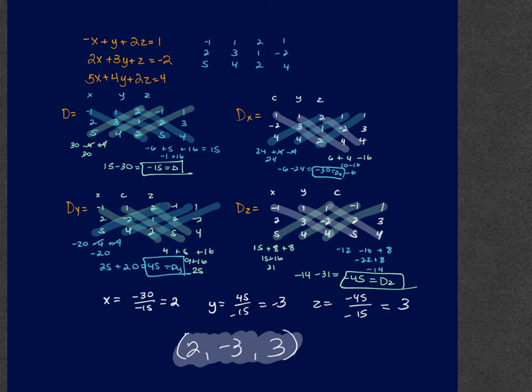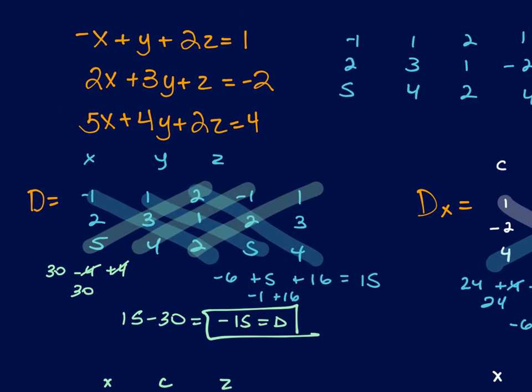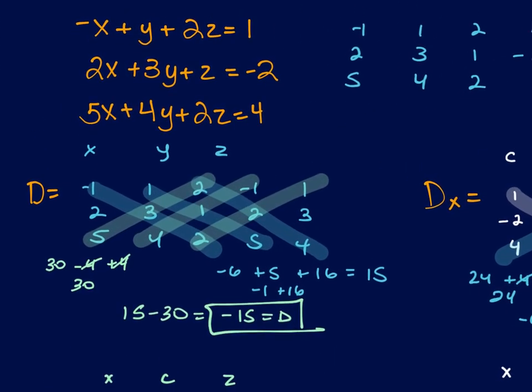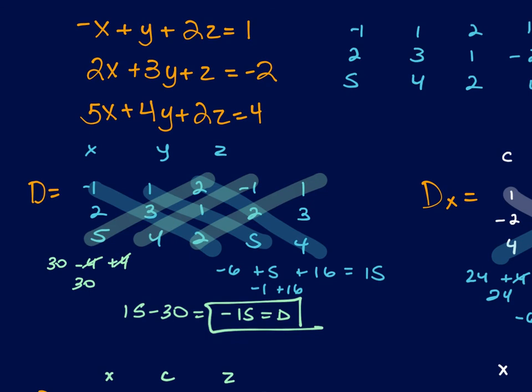All right, this is what you should have gotten. So remember for D, you are writing the X's, the Y's, the Z's, duplicating the first two columns again to the right, and then doing your little forward slash, backward slash. I would have gotten 15 from the top left, bottom right, 30 from the top right, bottom left, so 15 minus 30 is negative 15.